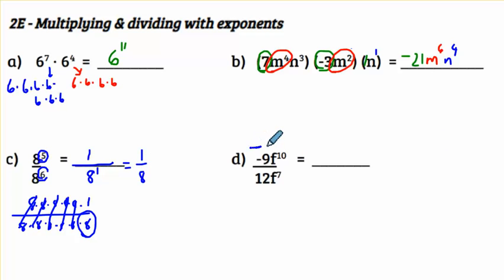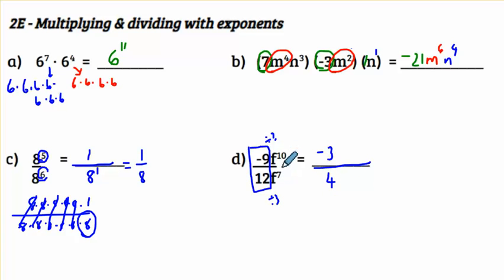For D, these numbers here are our coefficients. They have nothing to do with the exponents. So we're just going to treat this like the fraction that it is. -9/12 can be simplified. We can divide both the numerator and the denominator by 3. So -9 divided by 3 is -3 on the top, and 12 divided by 3 is 4 on the bottom.